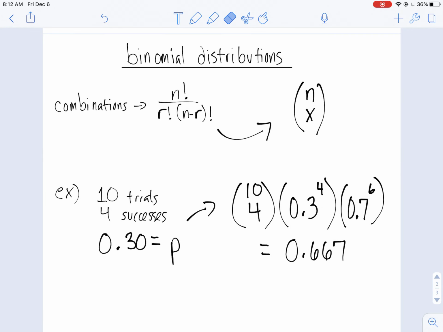I've had a number of questions about binomial distributions recently and the calculator functions regarding them. So I wanted to give you a little tutorial on how to use these and what these things all mean. Now, we talked about binomial distributions in class.